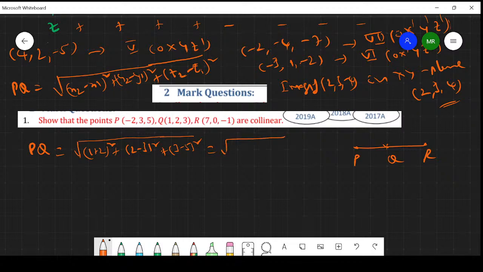Then you simplify this. So this will be 9, here minus 1, and this will be 4. Root 14 comes. Now you find the distance between Q and R. Similarly you can apply 7 minus 1 whole square, 0 minus 2 whole square.